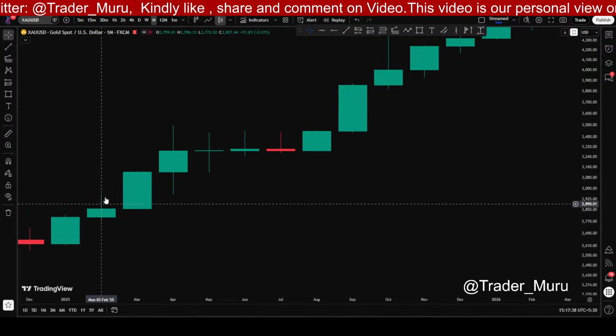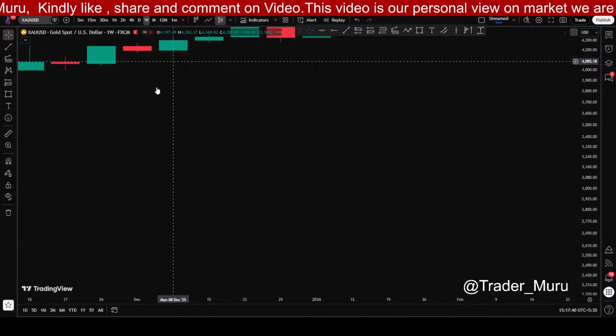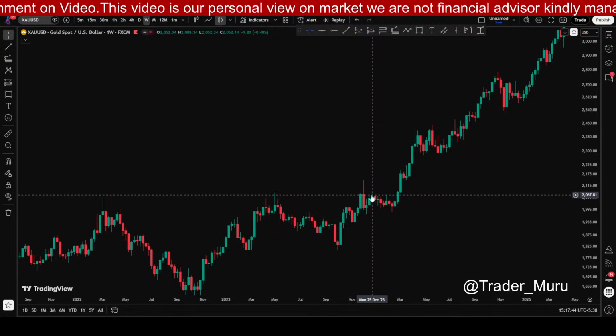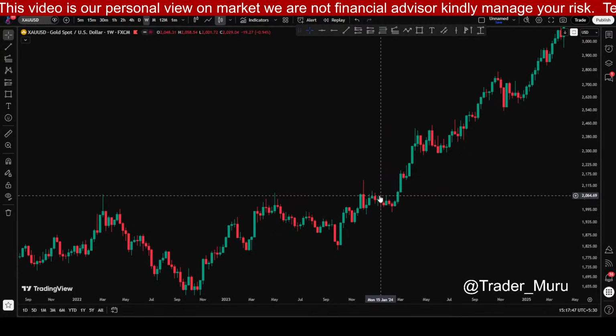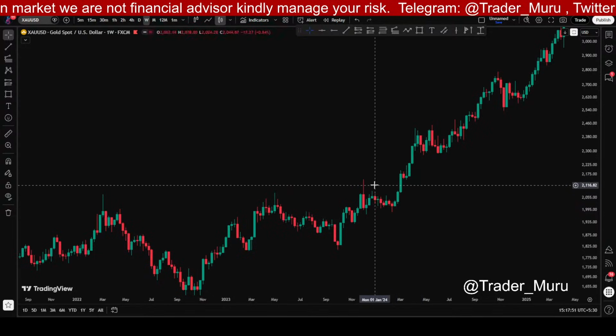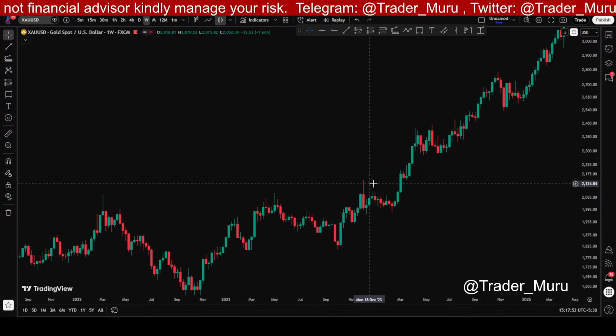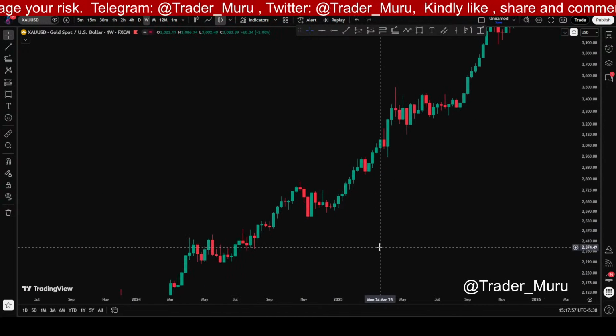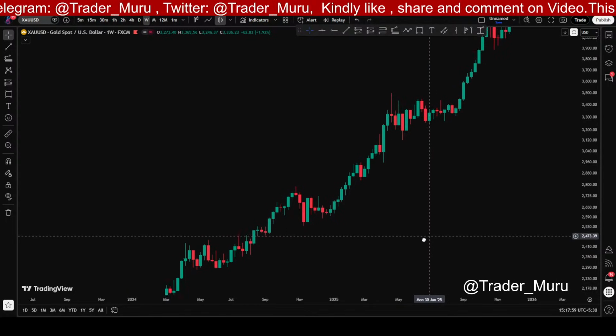See this February month. If you look at this on the weekly time frame, this is January, February pump, then again the same area. So from March we will be getting good entries.